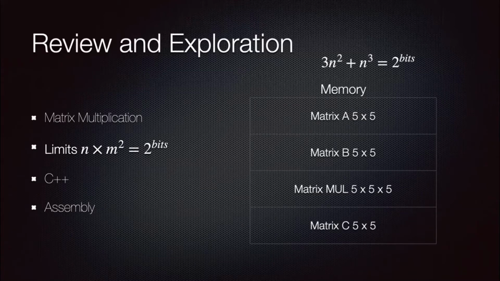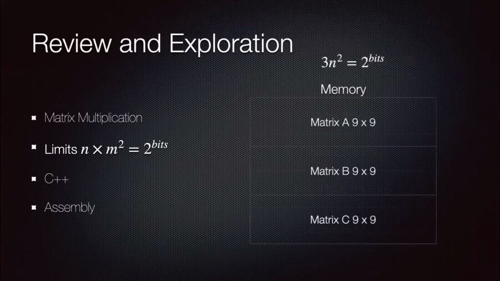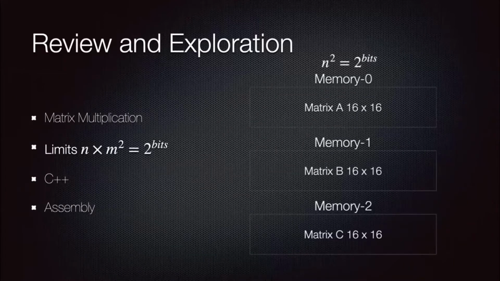But what if instead of using temporary space for matrix multiplications, we instead directly stored the sums into our result matrix C? That would free up some memory and allow us to increase our matrix size to 9. But we can do better. There's nothing stopping us from giving each matrix their own memory. So if we do this, we then bump up our limit once again.